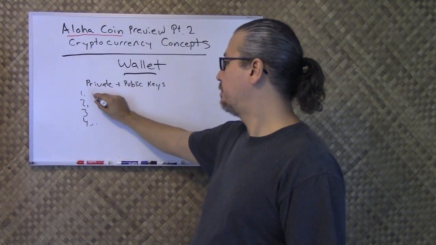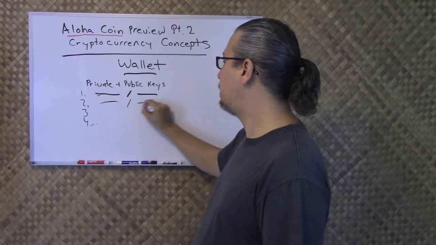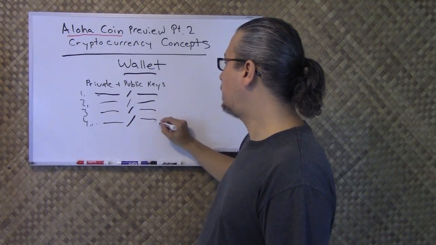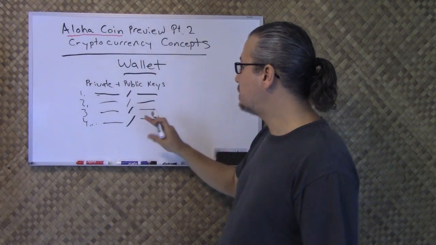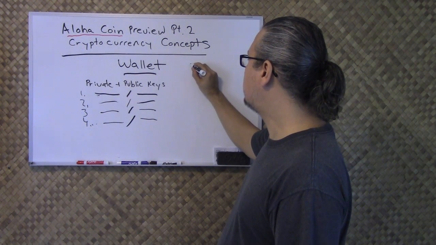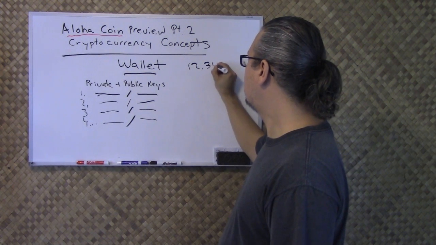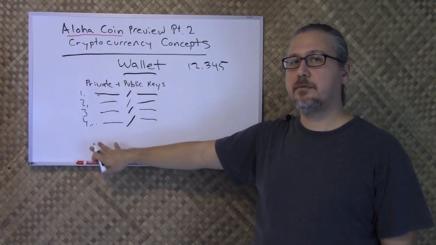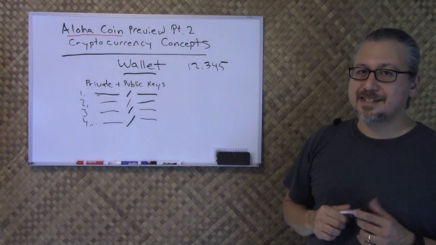So you have your private key and then the public key, private key, public key, and so on. Every one of these can hold coin, and the total of all the coin in all your addresses will add up to a certain amount, which is the total in your wallet.